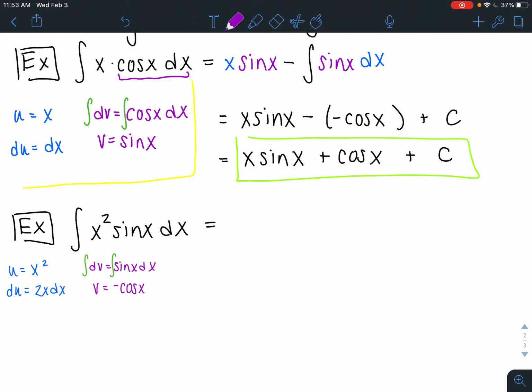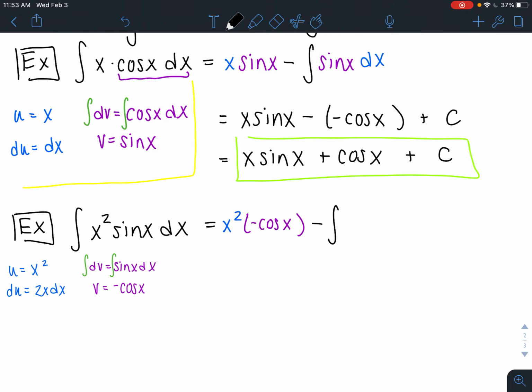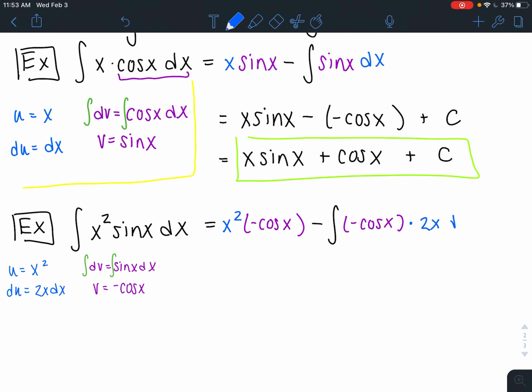I'm going to shrink this stuff and put it to the side. Then if I'm following my integration by parts formula, I get u times v, so x squared times negative cosine of x, minus the integral of v du. If I plug in v, I get negative cosine of x, and if I plug in my du, I get 2x dx. If we simplify things, this becomes negative x squared cosine of x, and with this double negative, plus 2x cosine of x dx.